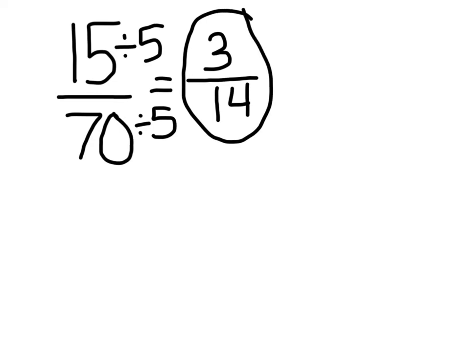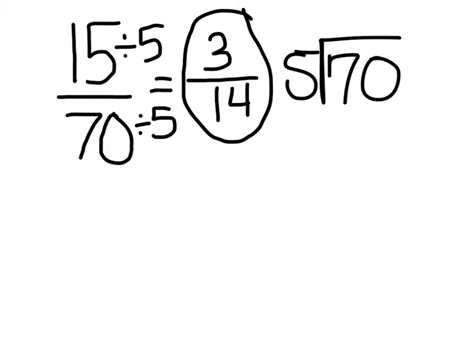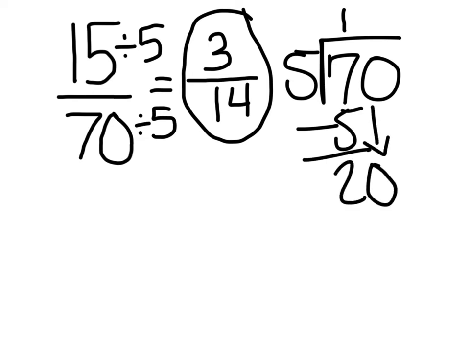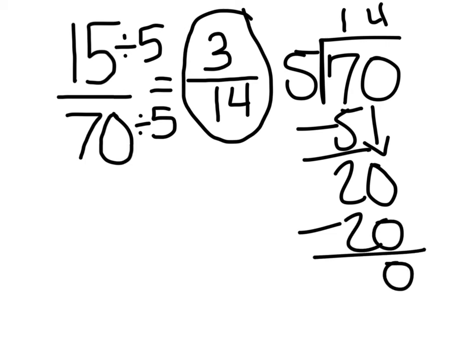This is how we got 70 divided by 5. So put 70 and 5. So 5 can go into 7 once. So we do minus 5. It's 2, then we bring down the 0. And then 5 times something equals 20. So 5 times 4 equals 20. So then we minus 20. And your answer is 14.